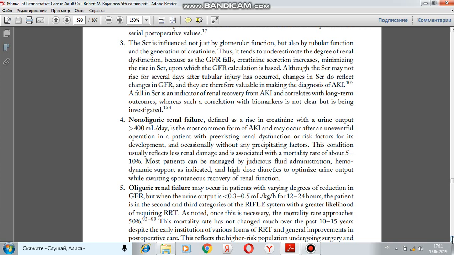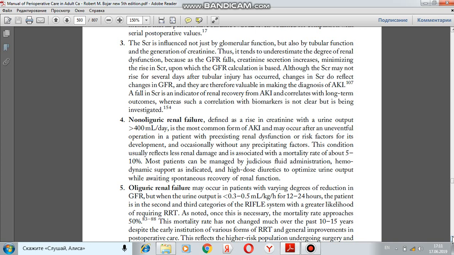The serum creatinine is influenced not just by glomerular function, but also by tubular function and the generation of creatinine. Thus, it tends to underestimate the degree of renal dysfunction because as the glomerular filtration rate falls, creatinine secretion increases, minimizing the rise in serum creatinine upon which the glomerular filtration calculation is based. Also, the serum creatinine may not rise for several days after tubular injury has occurred.